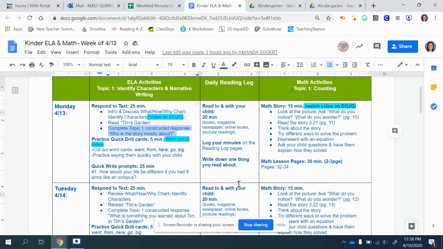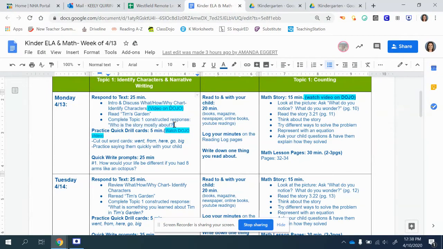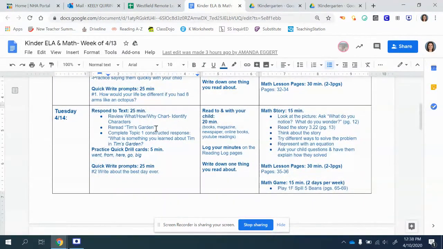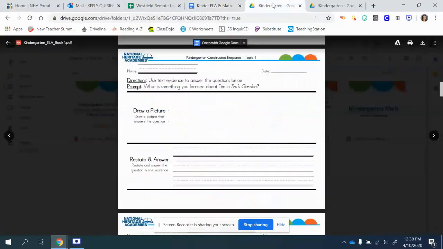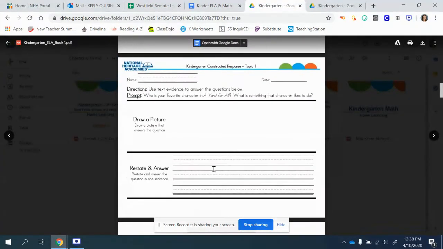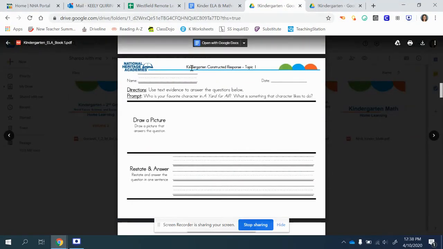Well, if I look back at my guide, I only need to do this first one. Who's the story mostly about? Because on Tuesday, if I look, I'm rereading, and then I'm doing the second response. What is something you learned about Tim and Tim's garden? So that's all we really have to worry about. See, and then it goes into the constructed responses for A Yard for All.